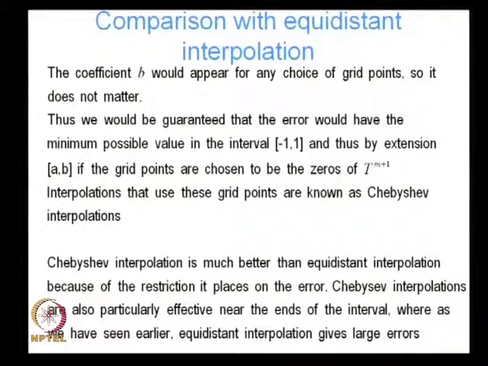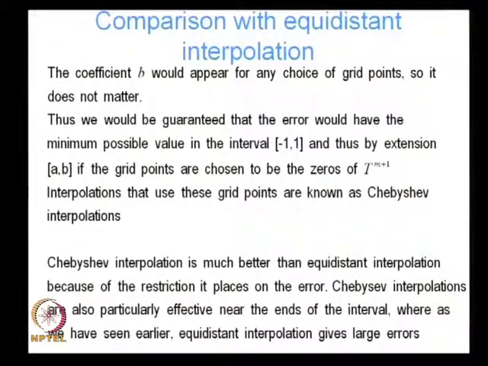Thus, we would be guaranteed the error would have the minimum possible value in the interval -1, 1, and by extension a, b, if the grid points are chosen to be the zeros of T_{m+1}. Interpolations that use these grid points are known as Chebyshev interpolations. Is that clear? They might choose a different polynomial basis, but if they choose the grid points like that, then we are assured that the error term would behave like T_{m+1}, scaled by 2 to the power m minus 1 times T_{m+1}.